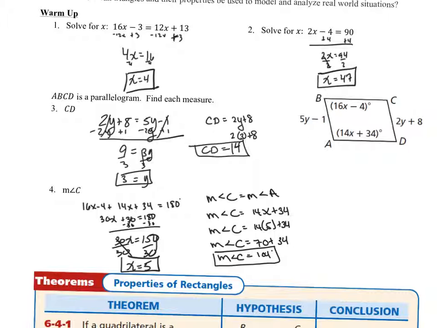Number 1, x equals 4. Number 2, x equals 47. Number 3, CD is 14. And number 4, measure of angle C is 104 degrees.